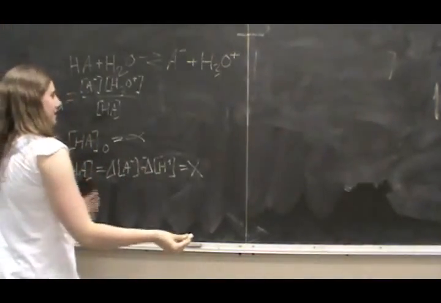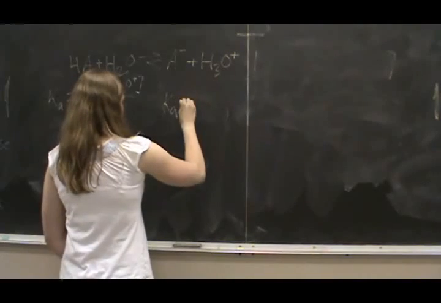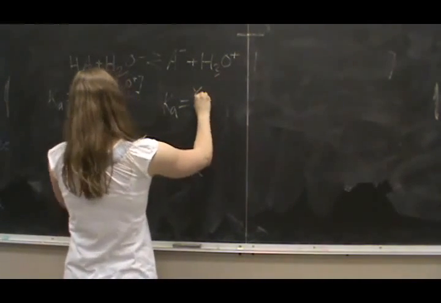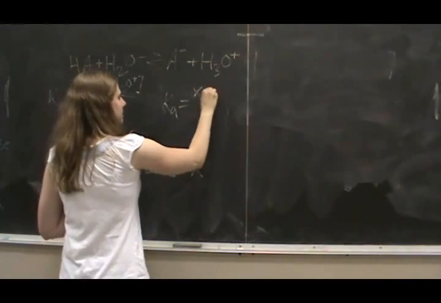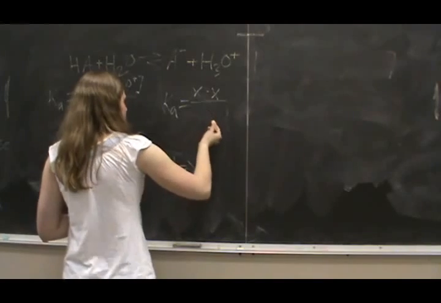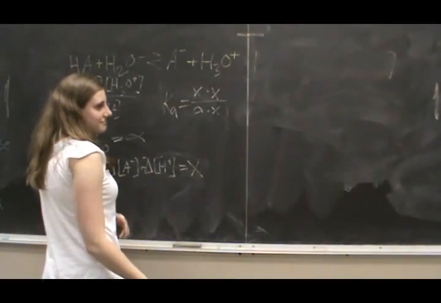From this, we can write our equilibrium equation because the system is in equilibrium. And so we have X for the amount of conjugate base times X for the amount of hydronium ion. And then all that is going to be over alpha minus X.